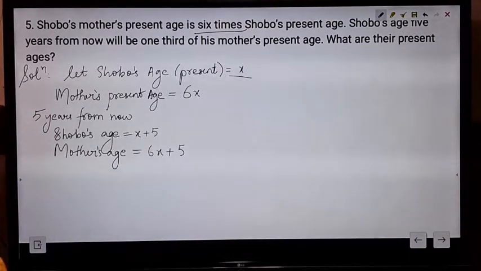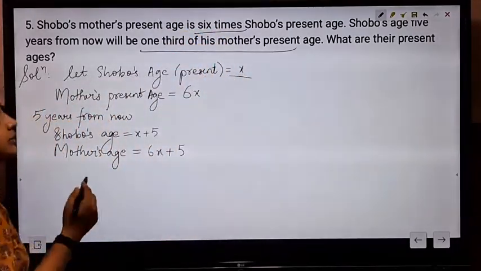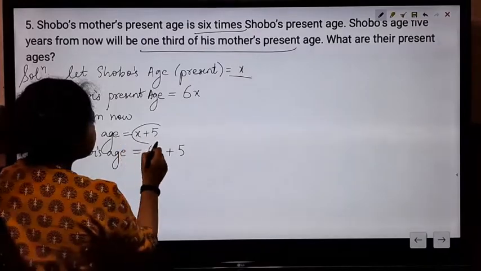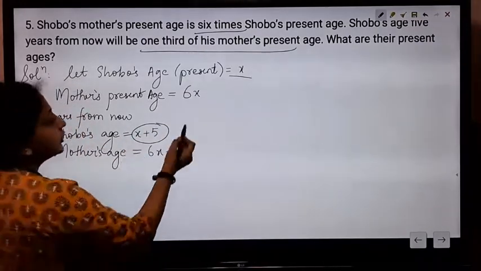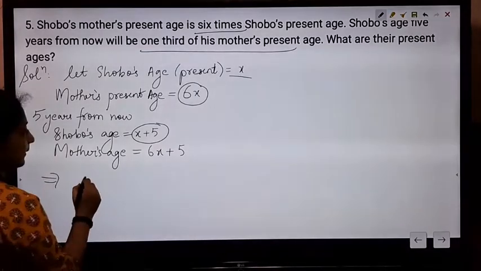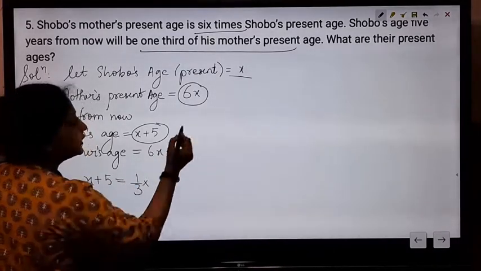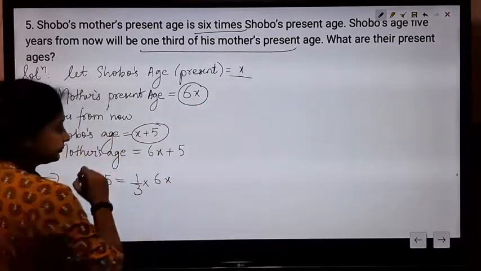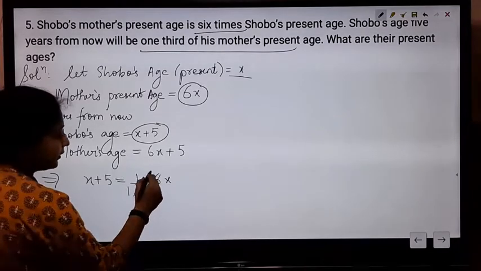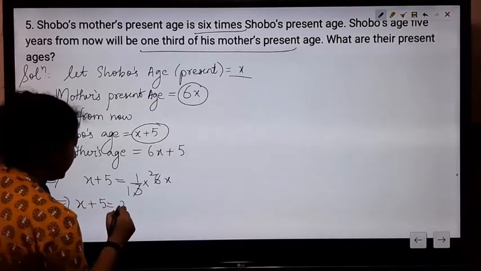The question is telling you now Shobo will be 1/3 of his mother's present age. That means Shobo's age then will be 1/3 of the mother's present age. This implies x plus 5 equals 1/3 of the mother's present age, right? Okay, now we can cancel this. 3 ones are 3, 3 twos are 6. This gives us x plus 5 equals 2x.